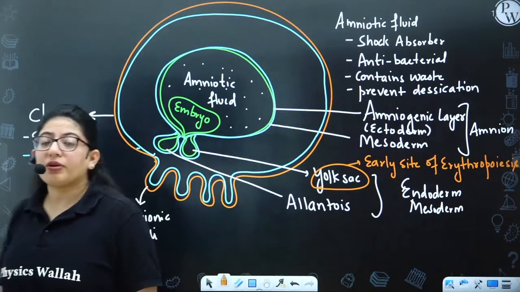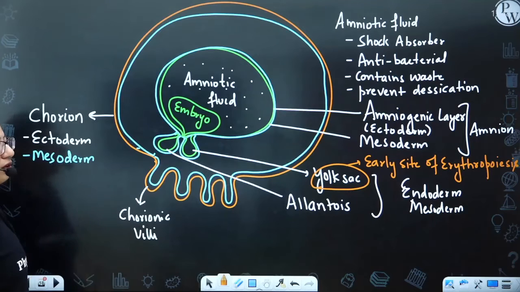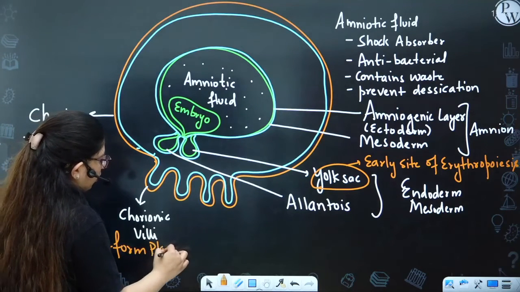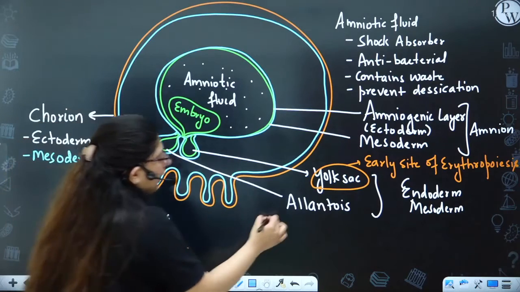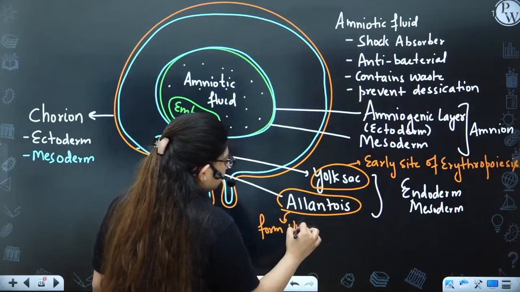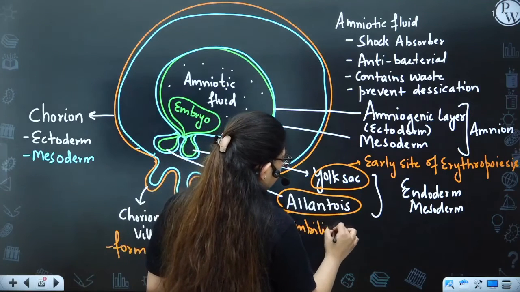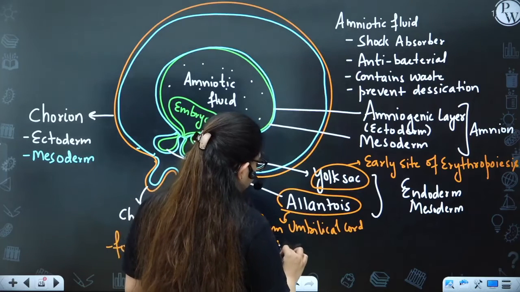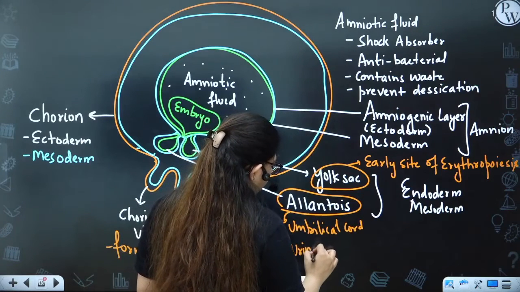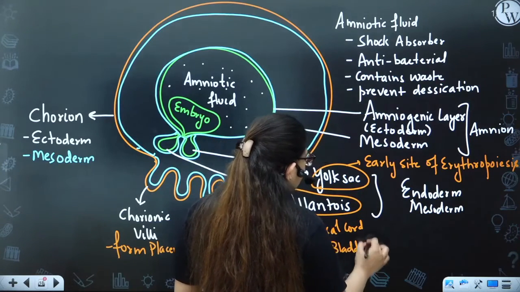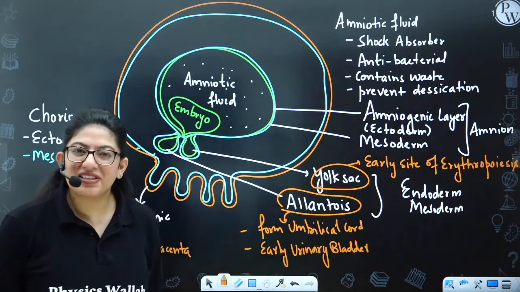All right. What about chorion? You all know it is forming chorionic villi that will form placenta. What about the allantois? Allantois, it forms umbilical cord and early urinary bladder. Okay, now what's the umbilical cord? For that you need to understand what a placenta is, right?